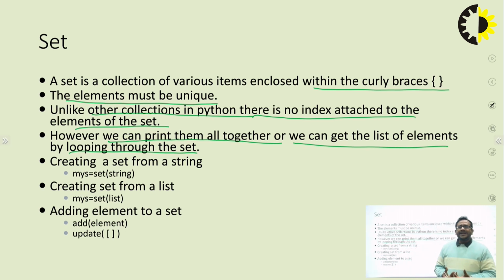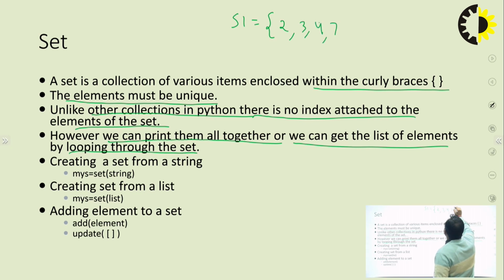How can we create a set? Initially, a set is created like S1 is equal to, using curly braces, like you can write here 2, 3, 4, 7. This is the way you can create a set. You can see this is a set having 4 elements, all the elements are unique, and all the elements are separated by commas.